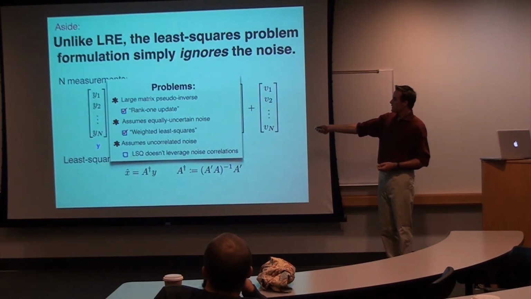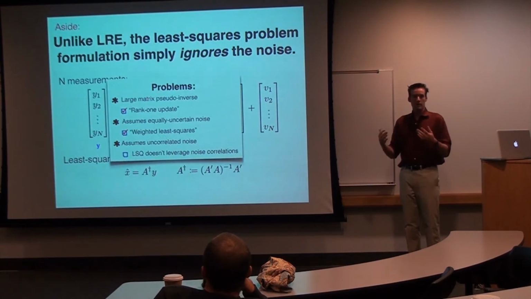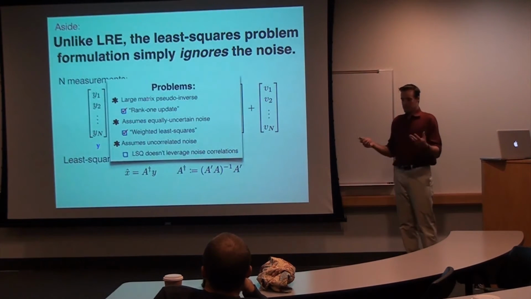Another criticism might be, well, in least squares, you're just ignoring the noise here. In a sense, what that means is you're assuming that it is all small and equally uncertain. What if it's not equally uncertain?